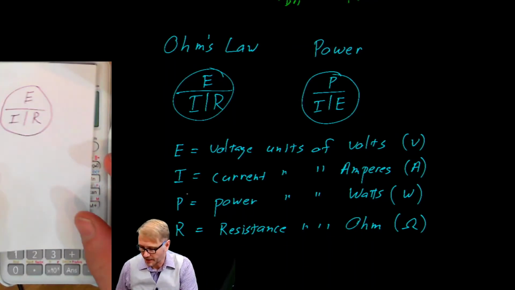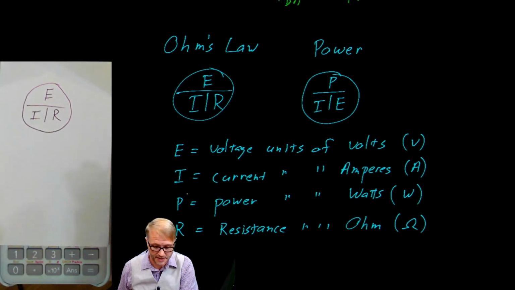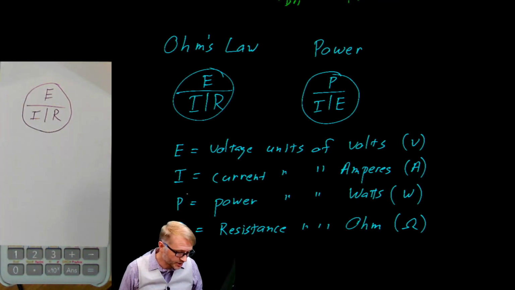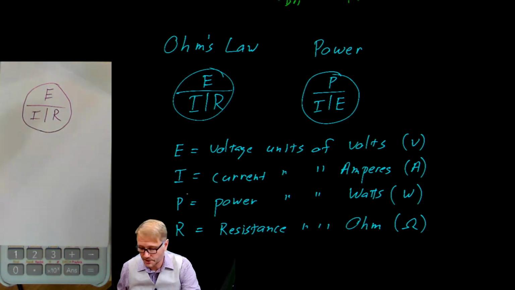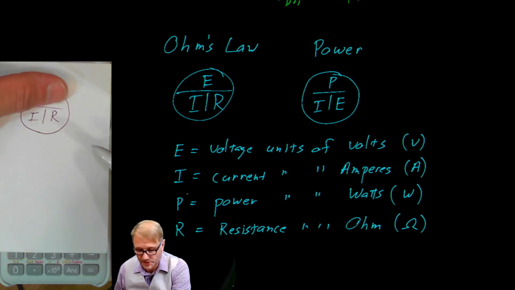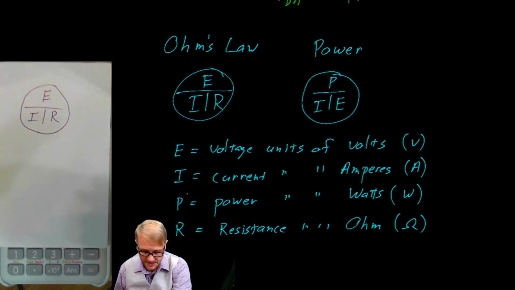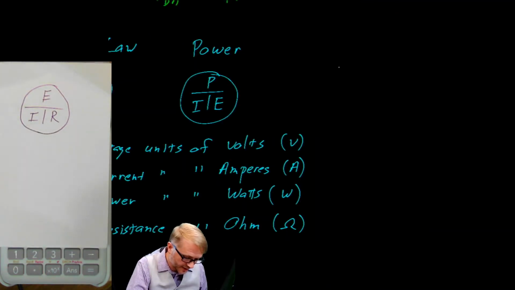When you're just starting, it's good to have these symbols here. And what I'm going to show you is called the cover-up method. So if you wanted to calculate the voltage, you would cover up the voltage and you would say, well, voltage is a current times a resistance. And we can write that over here. We could say that voltage is equal to a current by a resistance.